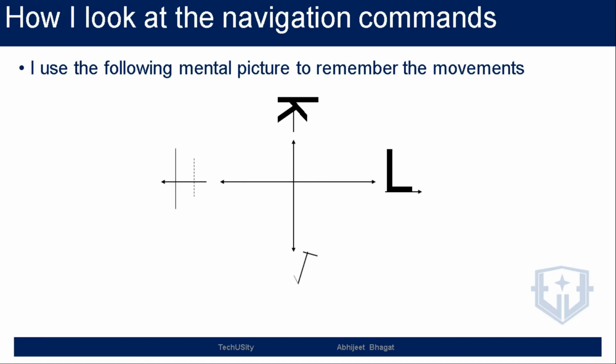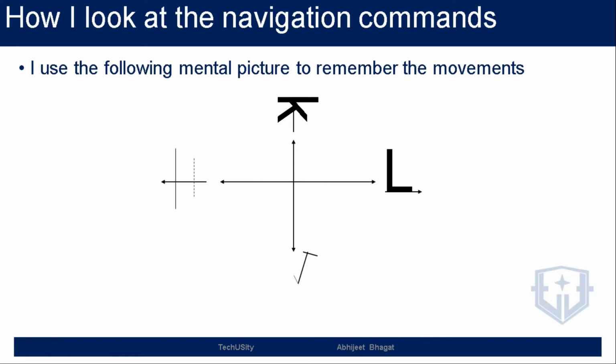Remember how I remember these HJKL? One, H, J, K, L are all in one line. Second, if you look at J, it kind of looks like a downward arrow, right? That's how I remember it. And if you just tilt the K a little bit, it looks like an upward arrow. So J is down, K is up.